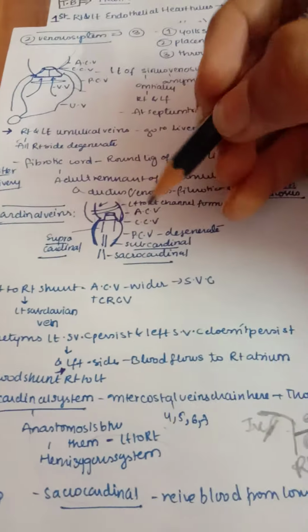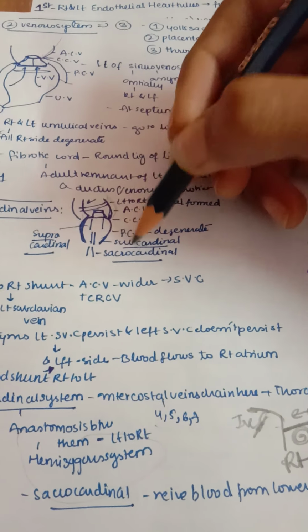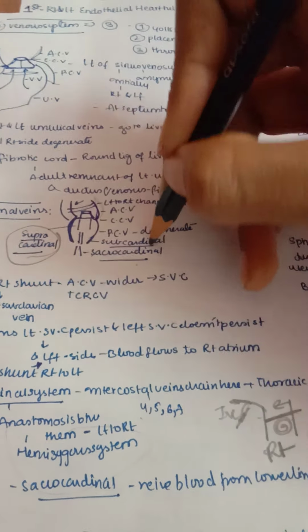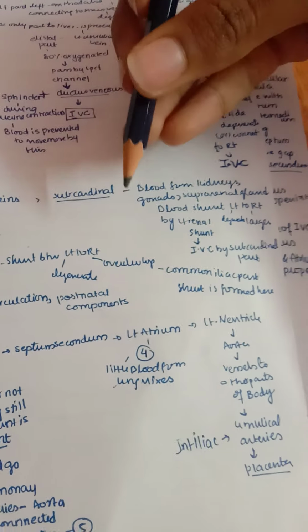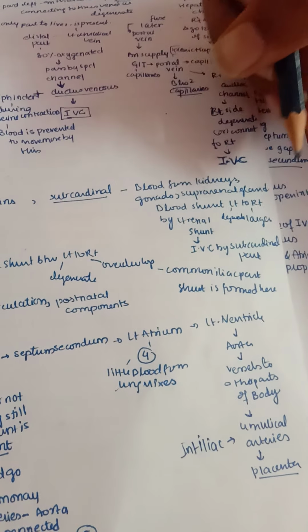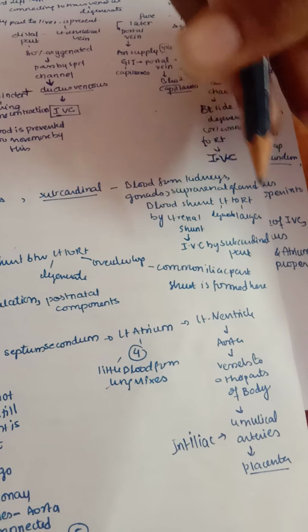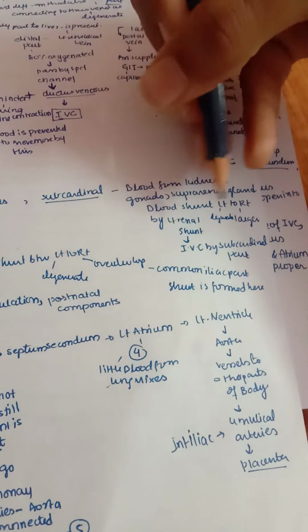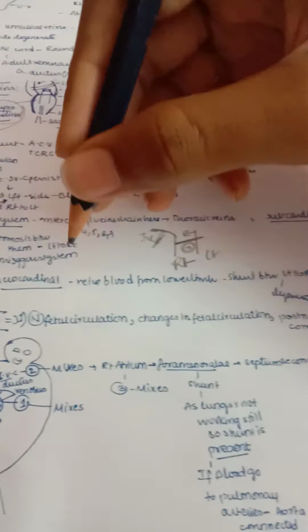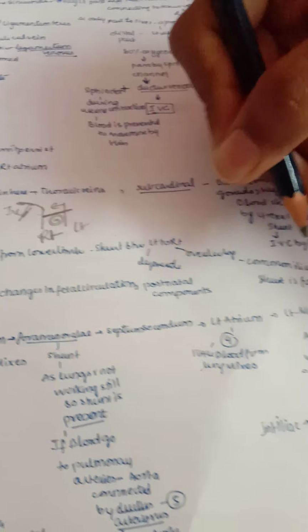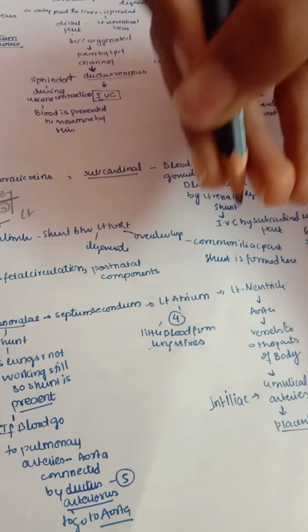Actually, we know these cardinal systems are divided into, as you can see here, the supracardinal system, subcardinal system, and sacrocardinal system. So now we have understood the supracardinal system. Now let us move on to the subcardinal system. In the subcardinal system, the blood comes from the kidneys, gonads, and suprarenal gland. Now the blood shunt here is from left to right, the left degenerates and the right becomes larger, so that by the left renal shunt it enters the inferior vena cava by the subcardinal part. Now let us move on to the sacrocardinal. It receives the blood from the lower limbs. It shunts between left and right, again the left degenerates, only the right is overdeveloped, and the common iliac shunt is formed here.